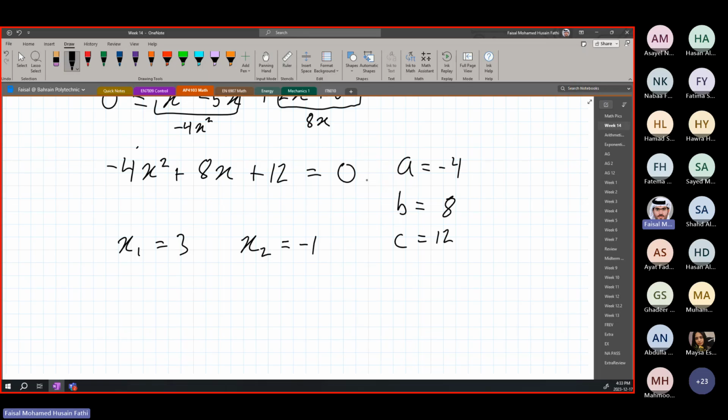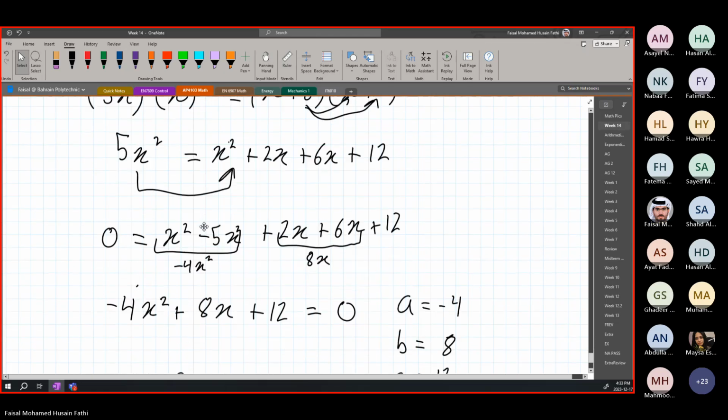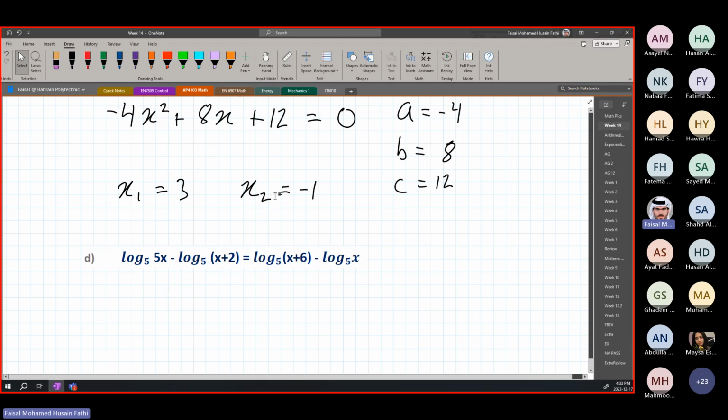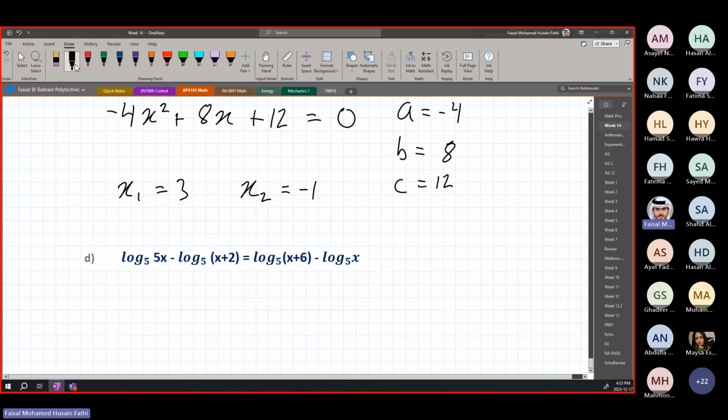Now I want you to use your brains a little. This is our solution. Let me copy paste the question down here again. x1 is equal to 3 and x2 is equal to minus 1. We only have one solution to this. Which one is rejected and why? Is the x equal minus 1 rejected, or the x equal 3 rejected? The 3 is the solution, or the minus 1 is the solution? 3. Why is 3 the solution and x minus 1 is rejected?